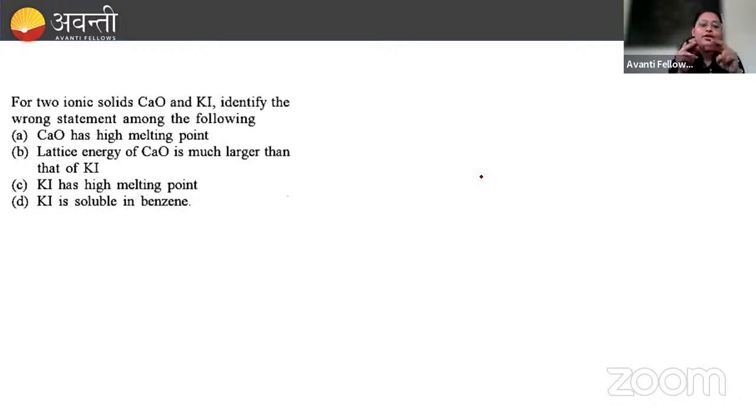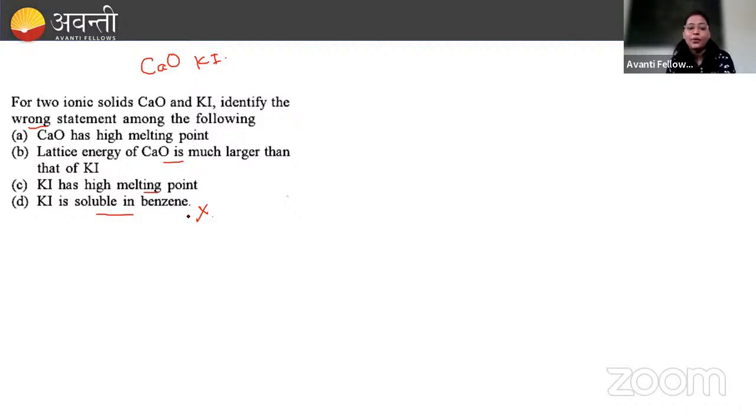For two ionic solids, CaO and KI, identify the wrong statement. We need to consider two ionic solids and decide which statement is wrong. CaO has a high melting point. Lattice energy of CaO is much larger than that of KI. KI has a high melting point and is soluble in benzene. This statement is wrong.